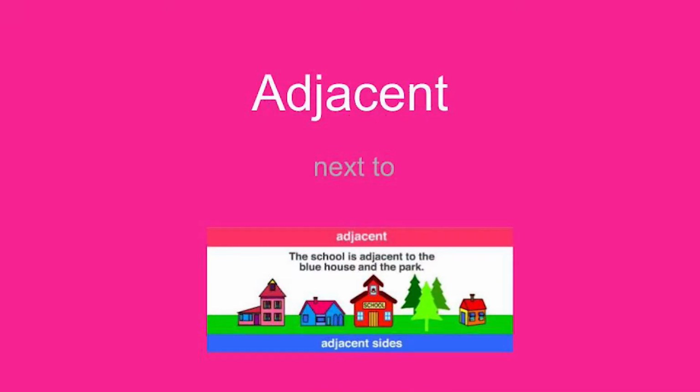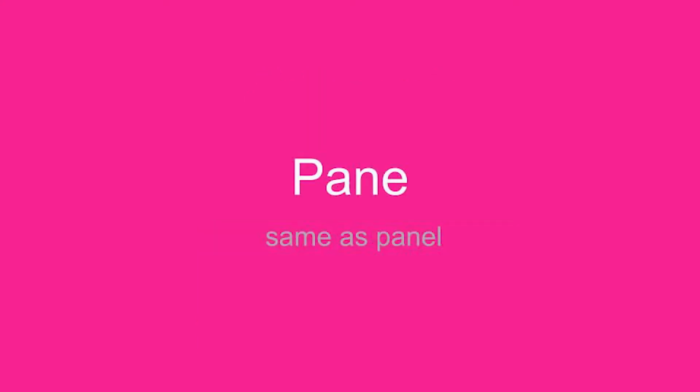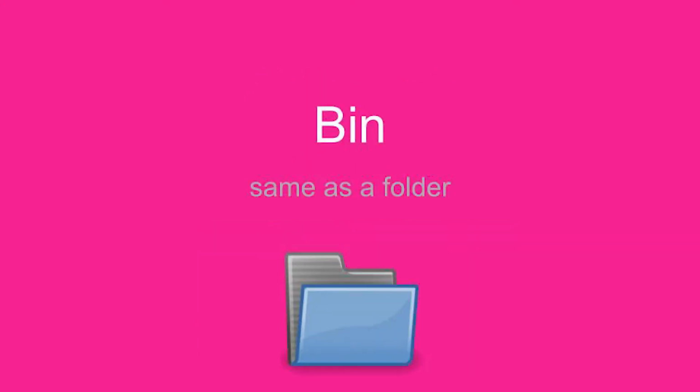Supplemental means more, extra, or additional. For example, Miss Sewell wants you to shoot a supplemental video for your short film. Adjacent means next to. A pane is the same thing as a panel in Premiere Pro, and a bin is a folder, just another word for it.